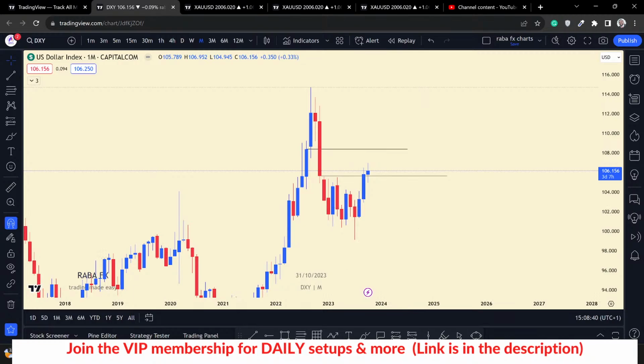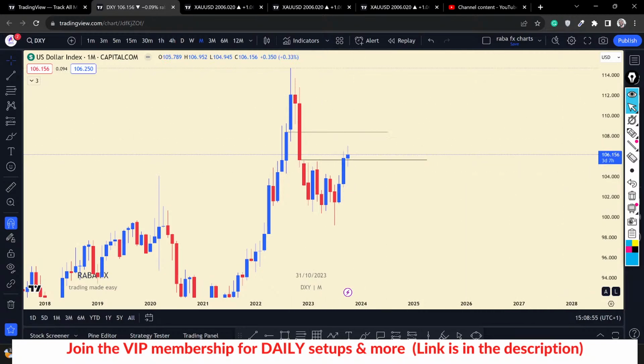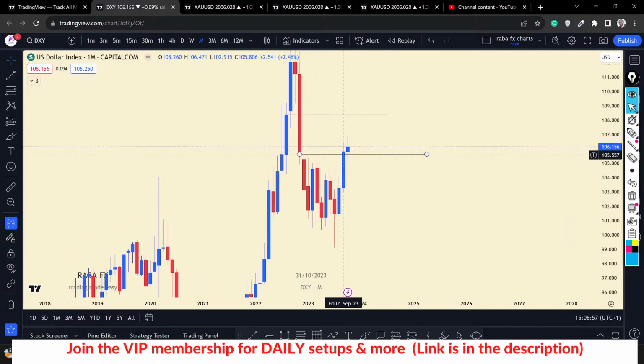I need to pull up my pen. Okay, so when you mark the closes, and you can see the month, this previous month of September closes above this, so it's an indication that we are still going bullish. All right, so we should target the next level here.